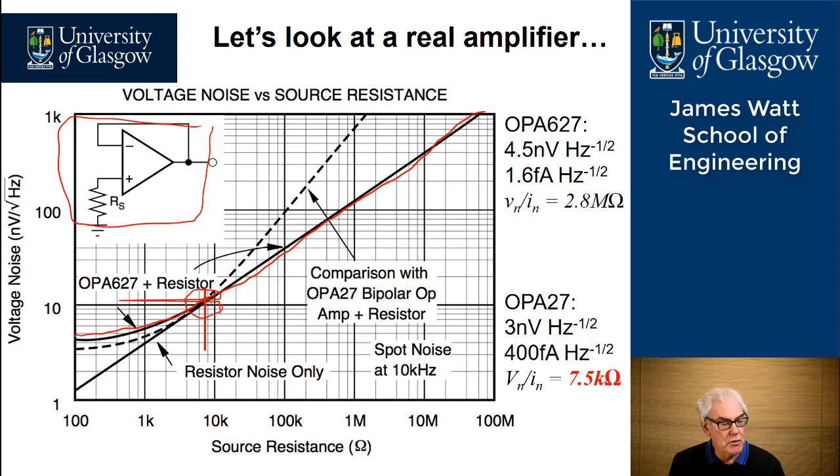Now, we've shown two amplifiers here, and the optimum for the OPA27 gives us an optimum resistance of 7.5 kΩ, whereas the optimum point for the OPA627 would give us a much higher optimum source resistance of 2.8 MΩ.